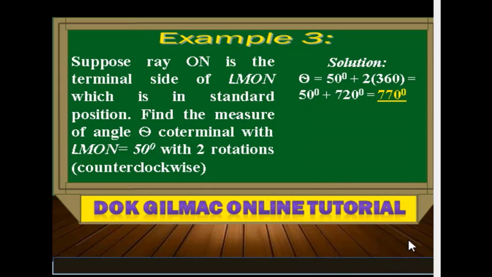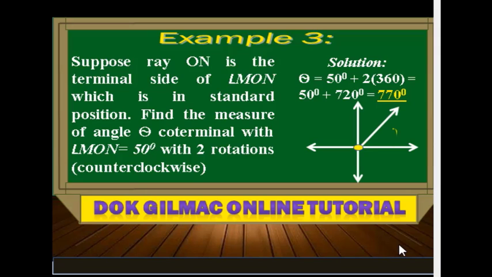Let's have the solution. Theta is equal to 50 degrees plus 2 times 360 degrees, since it is given that we must determine the coterminal of angle MON with 2 rotations counterclockwise. So we add twice 360 to 50, then we have 50 degrees plus 720 degrees, which is just equal to 770 degrees. Consider the graph in the Cartesian plane.